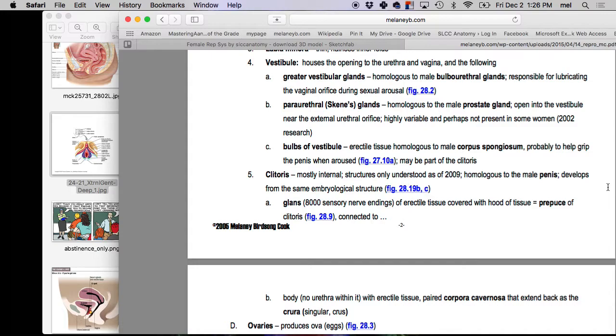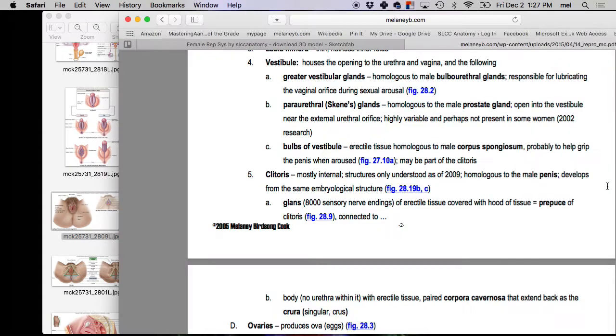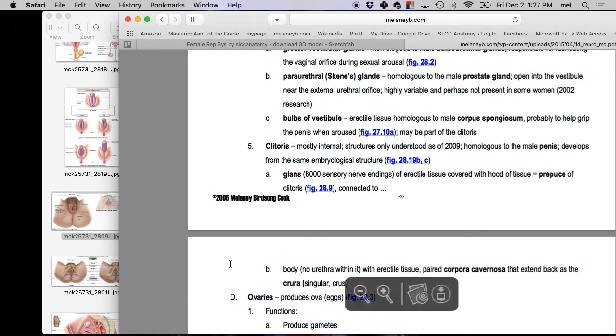It's mostly homologous to the male penis, but there's a little bit more of it. It develops from mostly the same embryological structure as the male penis, but what happens with the penis is that the urethra moves into it, and with the clitoris, the urethra stays separate, right? The glans has 8,000 sensory nerve endings in it. And when the woman is not aroused, of course, it is covered with the prepuce, which is a hood of skin that covers the clitoris. Good. And then, so what does the clitoris actually look like behind there?